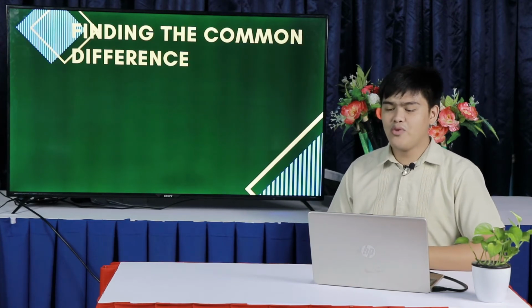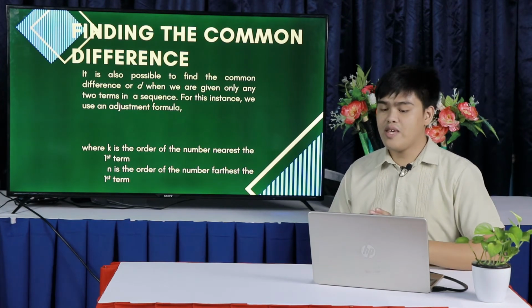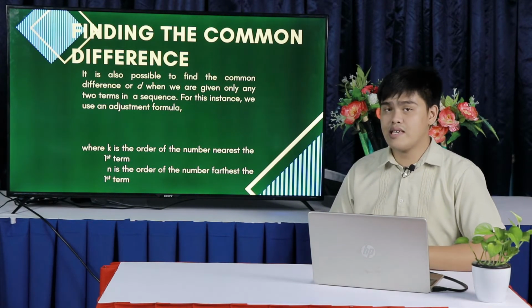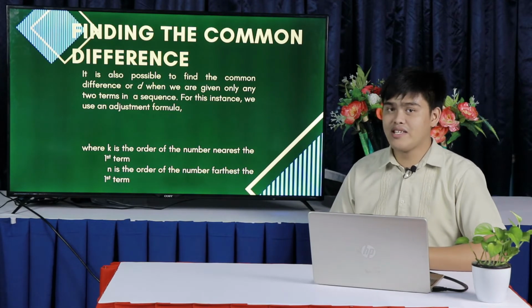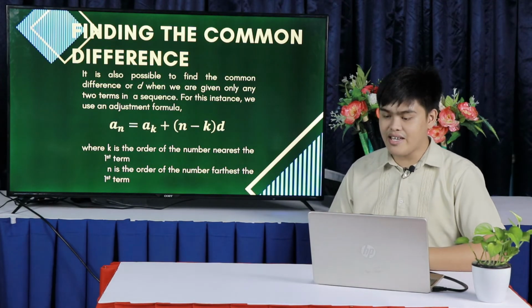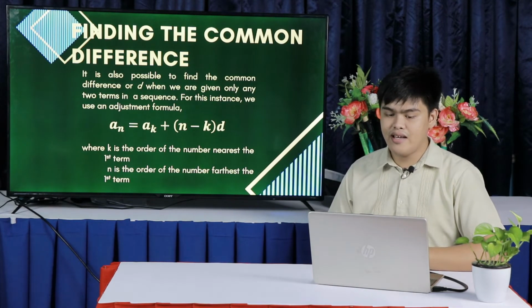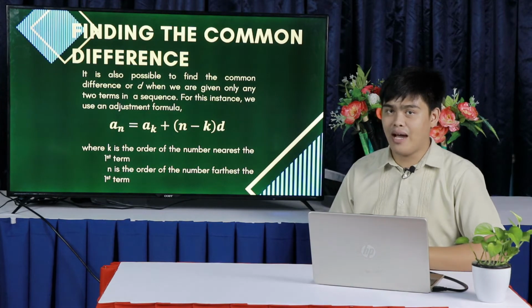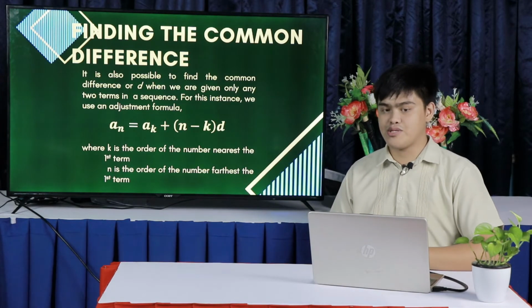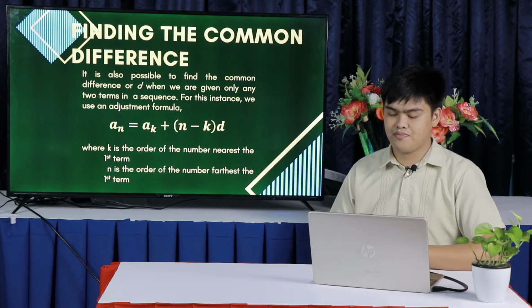For this problem, we were not given the first term or a sub 1. To remedy this, we make small changes to our formula. Instead of using a sub n is equal to a sub 1 plus the quantity of n minus 1 times d, we change 1 into k, which makes the formula a sub n is equal to a sub k plus the quantity of n minus k times d, where k is the order of the number nearest the first term and n is the order of the number farthest from the first term.